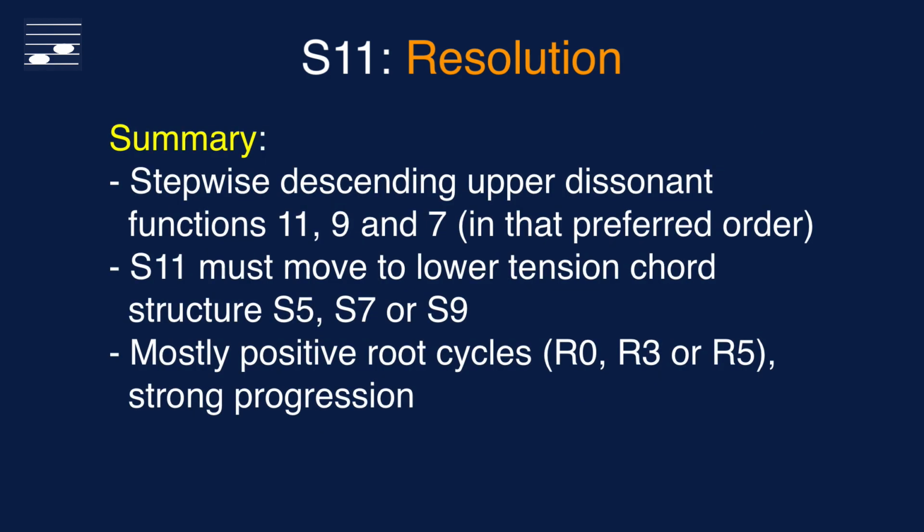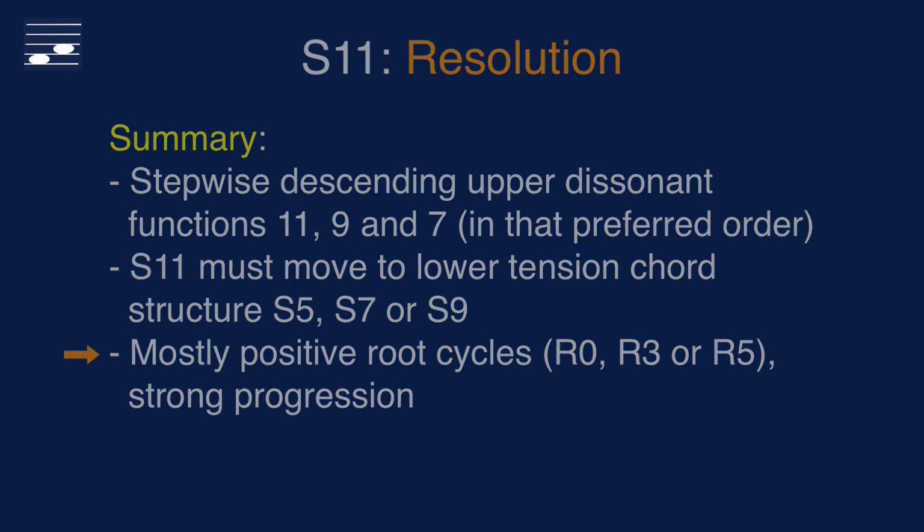Summarizing the resolution techniques, we see the familiar stepwise descent of dissonant upper functions, preferably starting from the 11th. The single S11 will move into a lower tension chord S5, S7 or S9 through sequential or simultaneous dissonant function resolution. The resolution process involves strong chord progressions with positive root cycles.